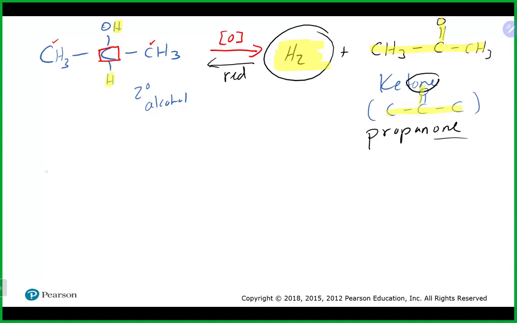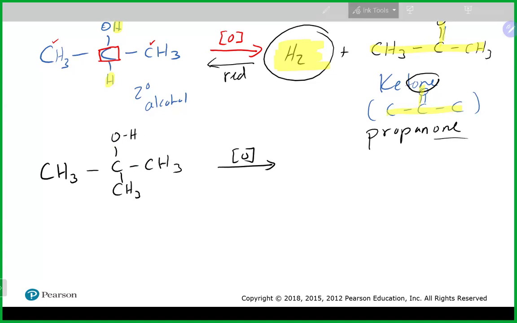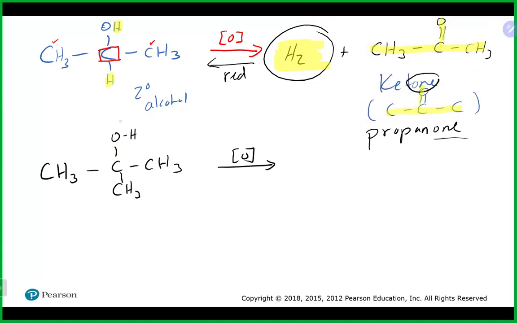Now let's take a look at a tertiary alcohol. And here we have a tertiary alcohol. And once again, it is a tertiary alcohol because we look at the carbon that's attached to the OH group, and it has 1, 2, and 3 carbons attached to it. So a tertiary alcohol it is.